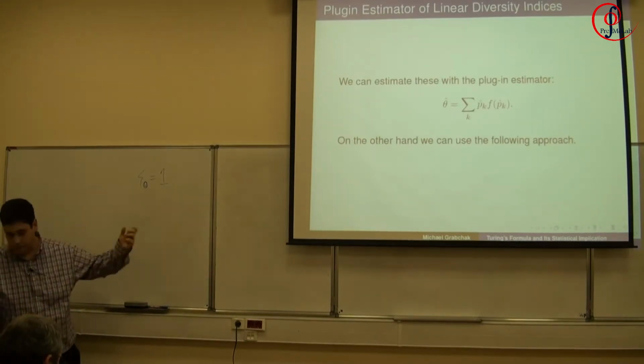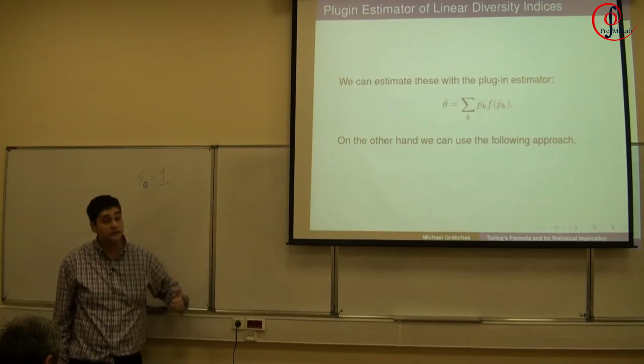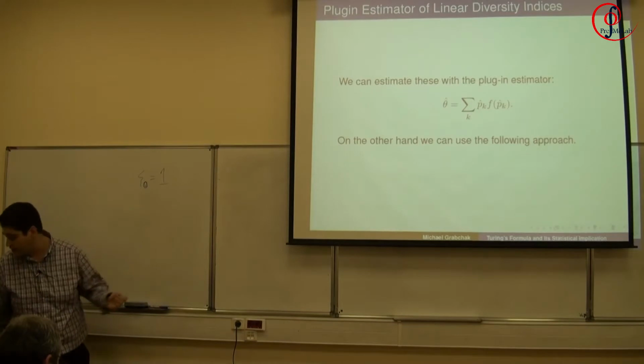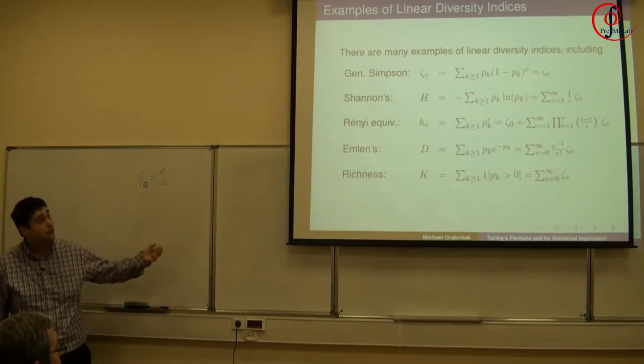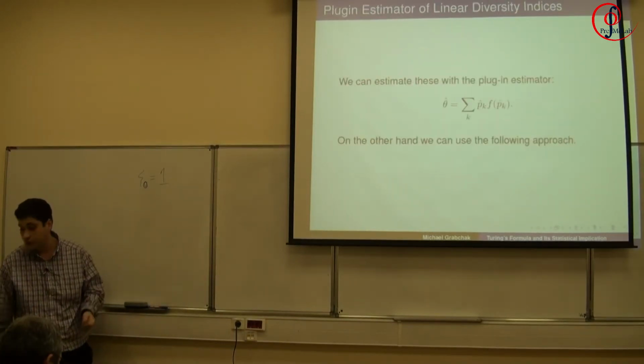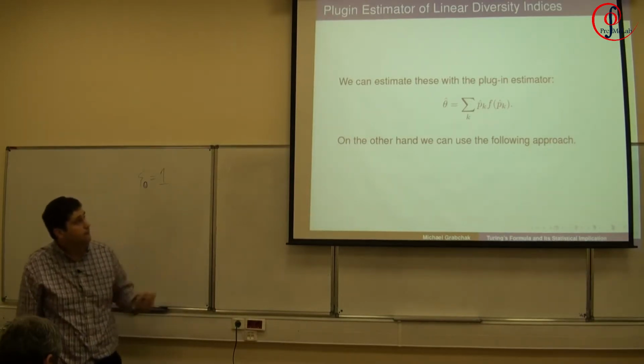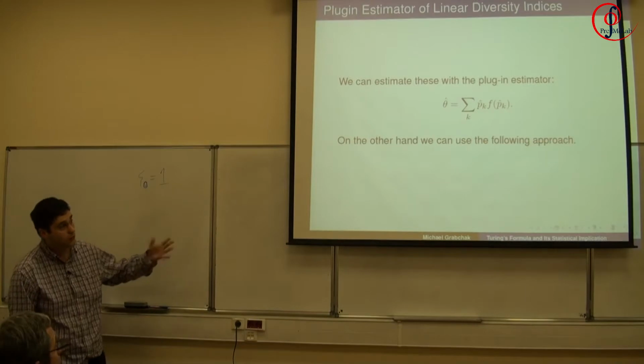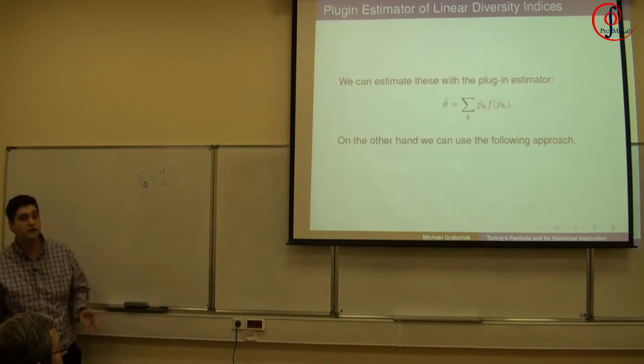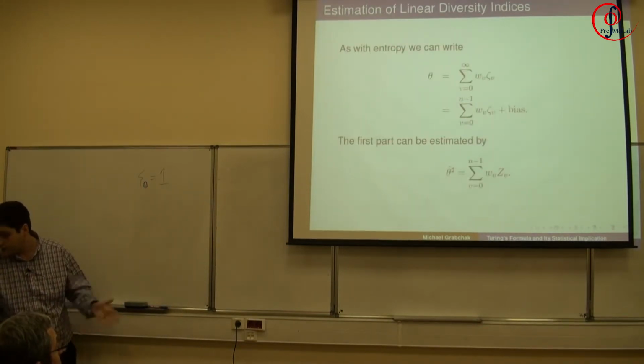Okay, and of course, again, we can estimate this with a plug-in estimator, and for many of these indices, the plug-in estimator is what's most commonly used in the literature. On the other hand, we can use the approach that we've just discussed for entropy, right?